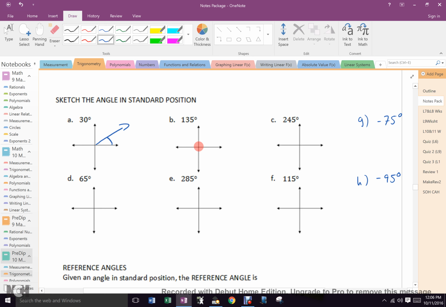Halfway through the second quadrant. Excellent. Where's 245? In the third quadrant. Down here. Because I count this way. 65, first quadrant, steeper than the first one. 285, all the way around to here.